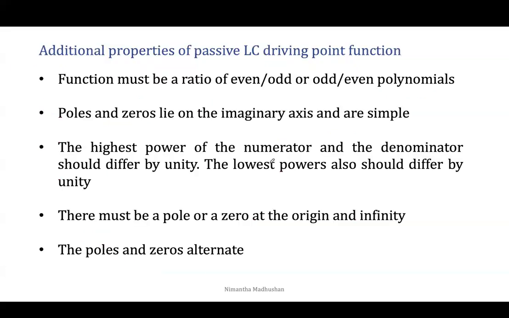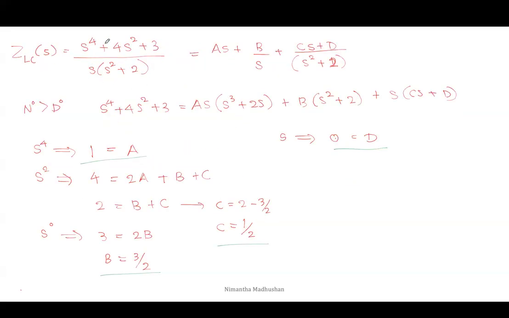And also there are some additional properties for an LC driving point function. The first one is the function must be a ratio of odd over even or even over odd polynomials. Here you can see in the numerator these are the even values. This is s to the power 0, and the denominator is s to the power 3 and s to the power 1. It is a ratio between even and odd.